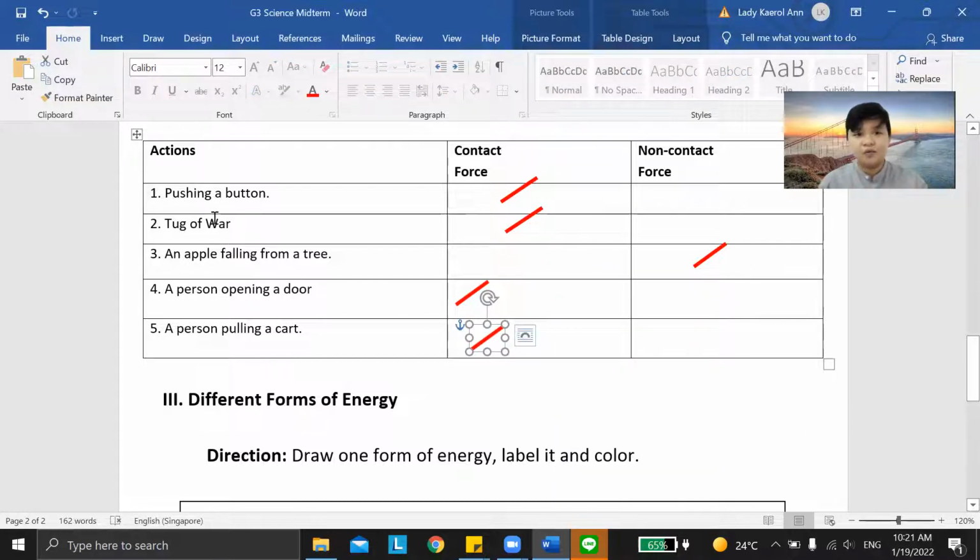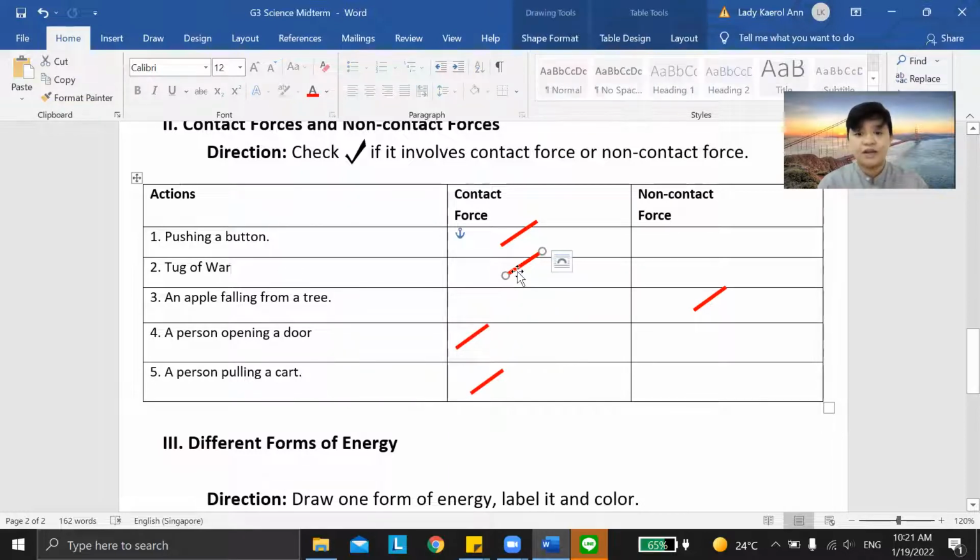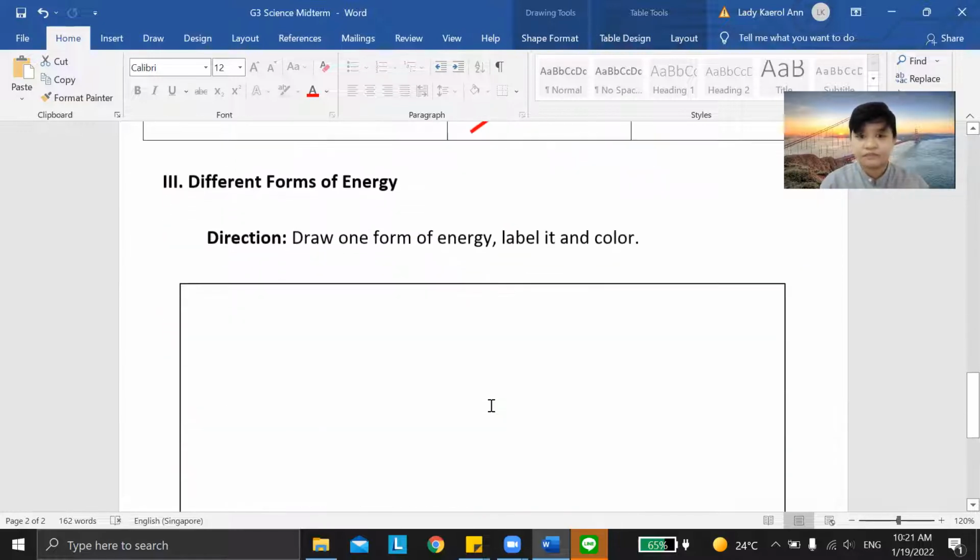Okay, number one, again, pushing a button, contact force. Tug of war, contact force. An apple falling from a tree, gravity, non-contact force. A person opening a door, contact force. A person pulling a cart, contact force.